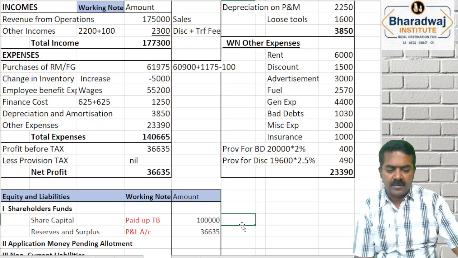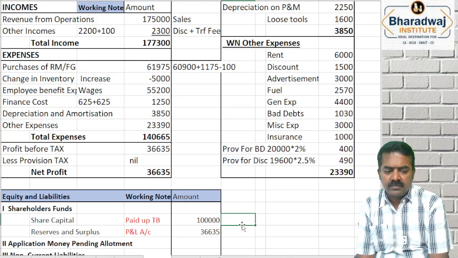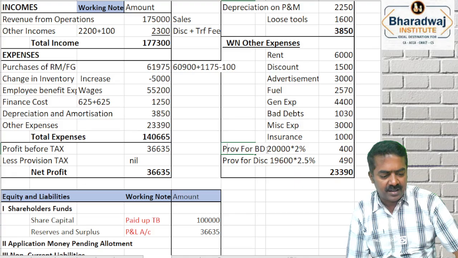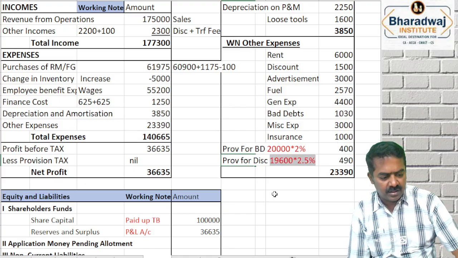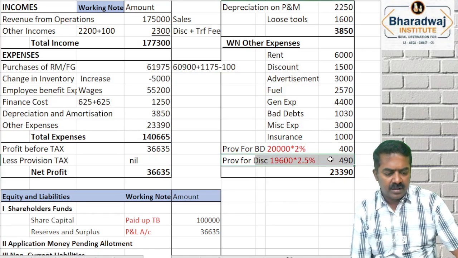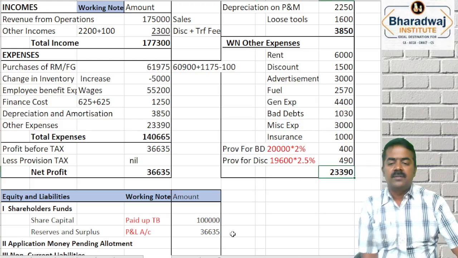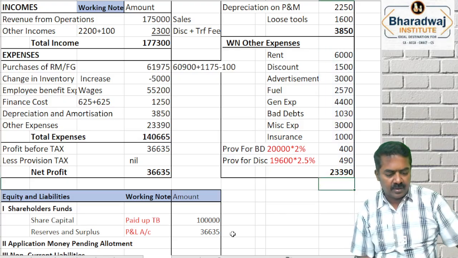First provision for discount, provision for bad debts. First we'll eliminate bad debts. Always eliminate bad customers. Then for good customers you allow the discount. So 20,000 into 2%, 400 will come. Eliminate that, then 19,600 into 2.5% provision for discount. Okay.